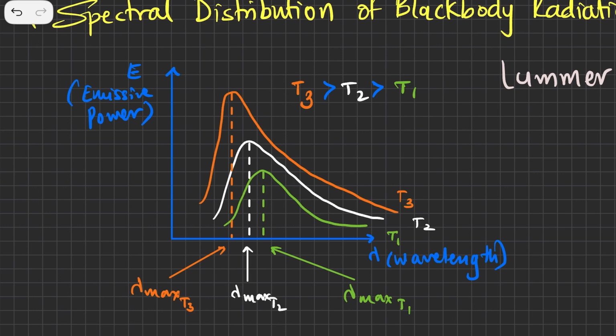Same way for the second graph also, this is that wavelength at which the intensity is maximum. And for the first graph itself, that wavelength for which the intensity is maximum for T1.